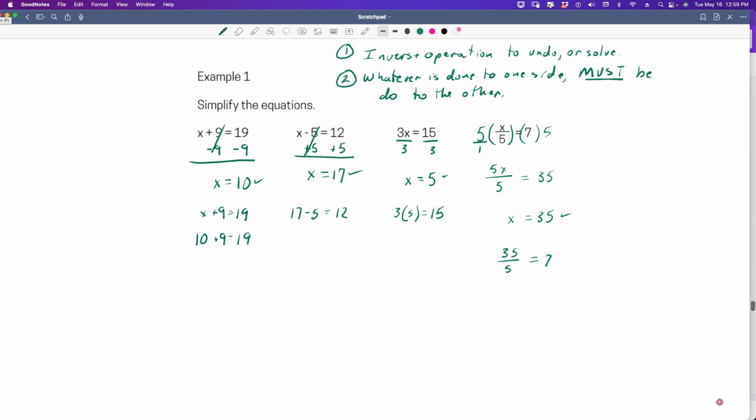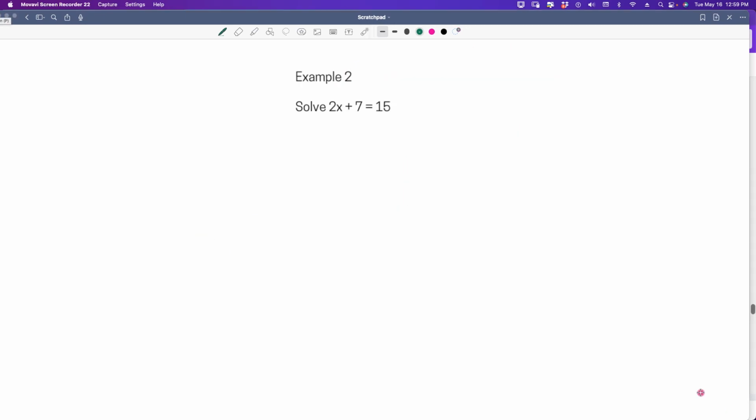Let's look at example 2. Example 2 says to solve 2x plus 7 equals 15. So this is a little bit more complicated than the ones we did in example 1. It looks like there's going to be more than one operation. So the first thing I want to do is get the x term by itself. So to do that, I have 2x plus 7 equals 15. Let's get rid of the 7.